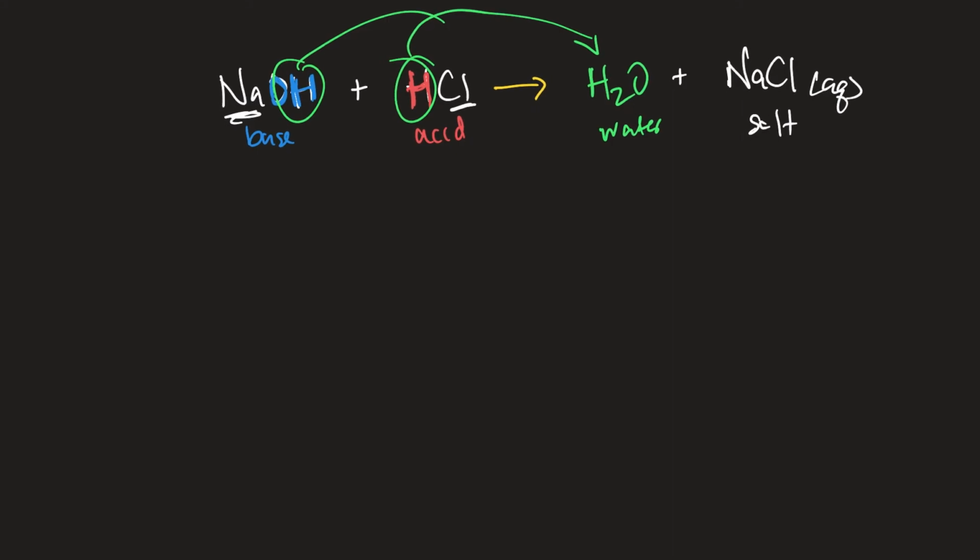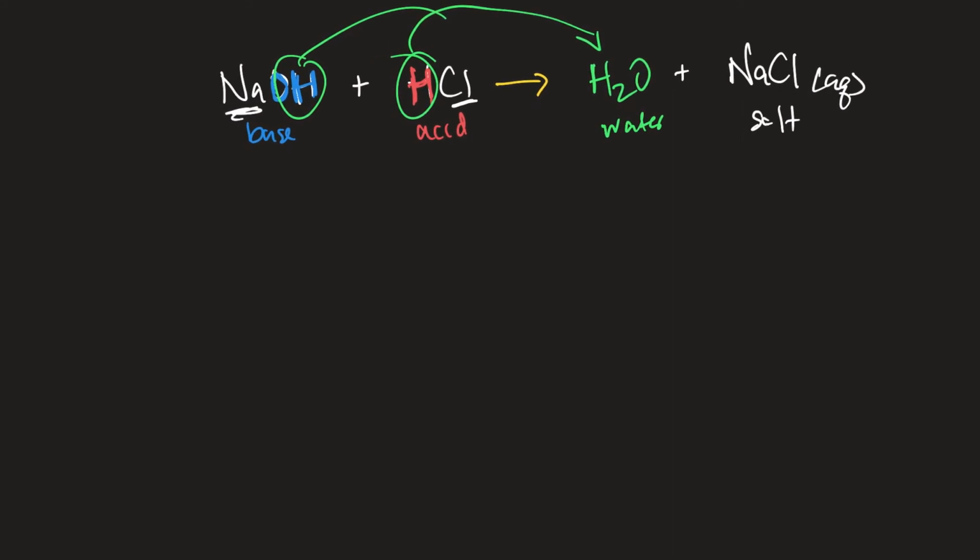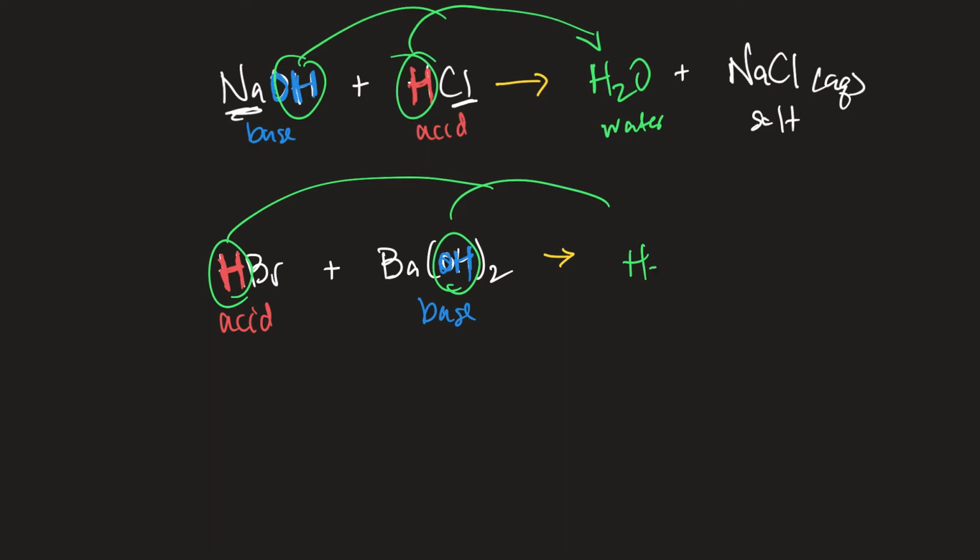Let's look at another one. Let's say you are mixing HBr, hydrobromic acid, with barium hydroxide. You're mixing these two together. Here is my acid because that's my H, and here is my base, that's my hydroxide. So what's going to happen? As you could already tell, your H and OH are going to combine together to make H2O. That's your water.